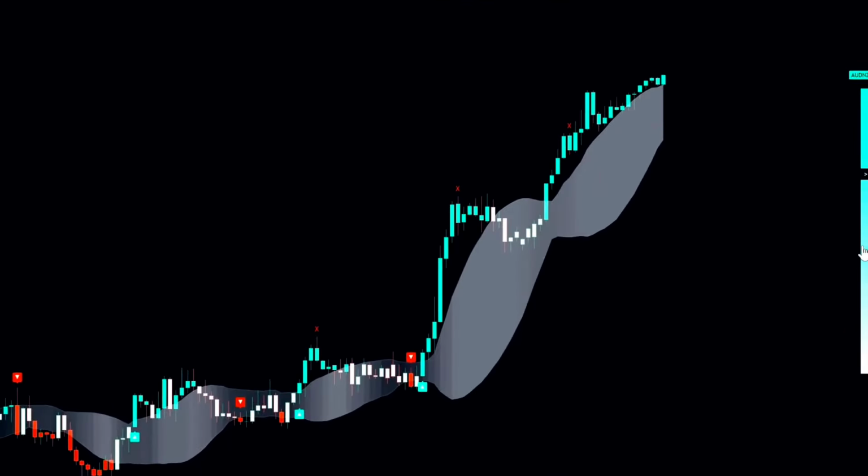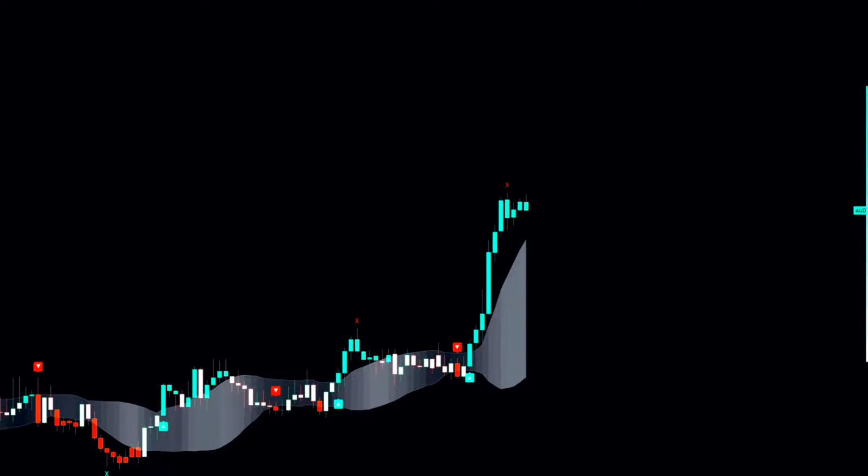Moving to the right of the chart, you'll notice a vertical bar known as the trend strength gauge. This tool visually represents the strength of the current trend. In a bullish market, the gauge is colored from white at the bottom to green at the top. There's also a small arrow indicating the current strength of the trend. If the arrow is at the lower part of the gauge, it suggests a weak bullish trend. However, as the trend strengthens, the arrow moves upward, eventually exiting the gauge when the trend is at its strongest.